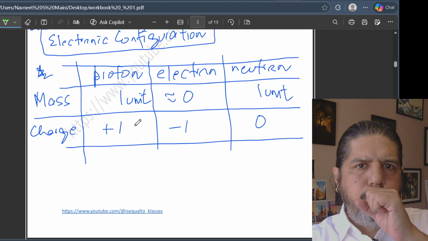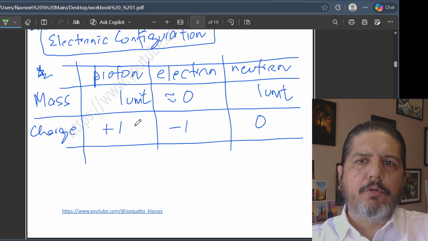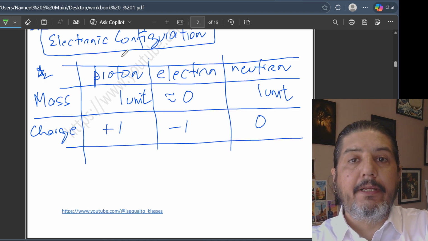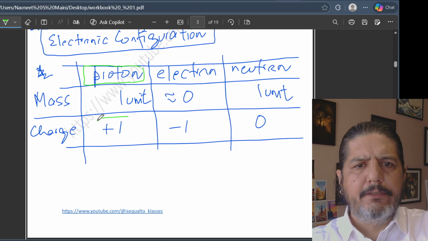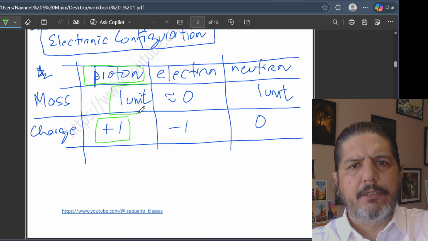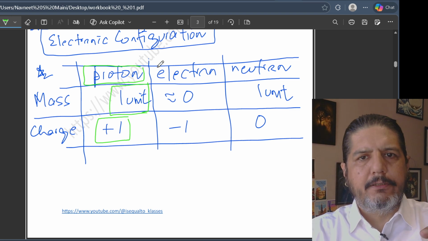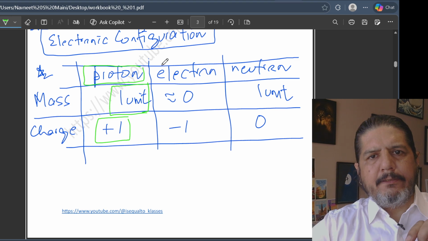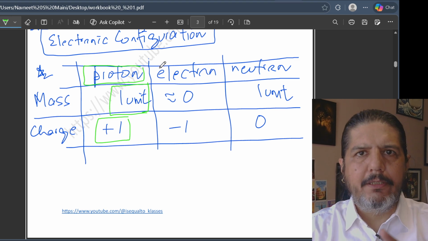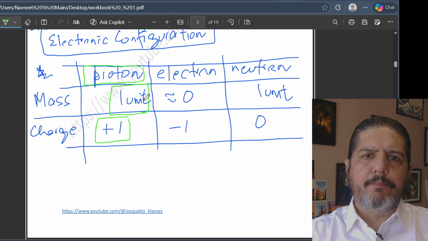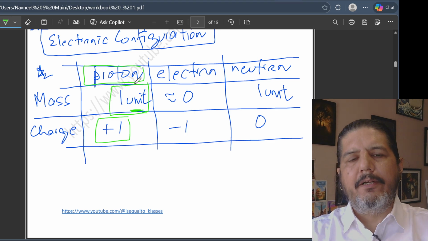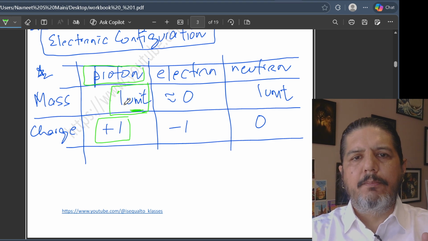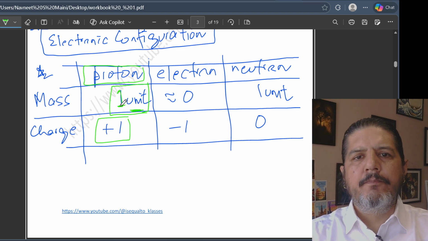Now, a few properties of proton, electron, neutron are very critical to us while we are discussing this. First, I'll explain proton. Proton is a positively charged entity. It has a 1 unit charge. Please understand that this 1 unit is not 1 gram. It is not 1 kg. It is 1 unit. You'll understand in your textbook what I'm trying to say. But just remember that the mass of proton is 1 unit.